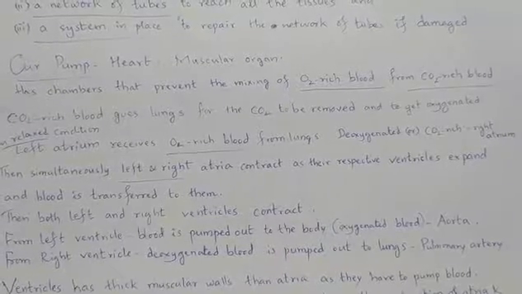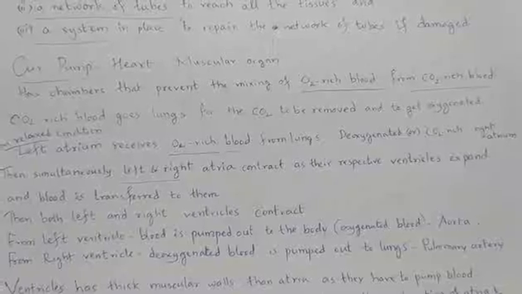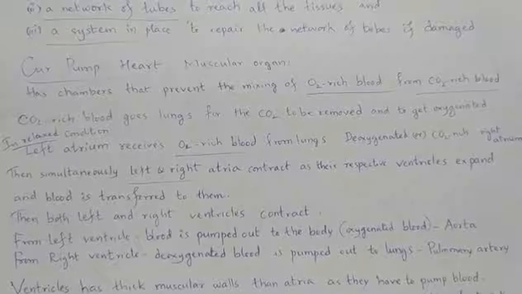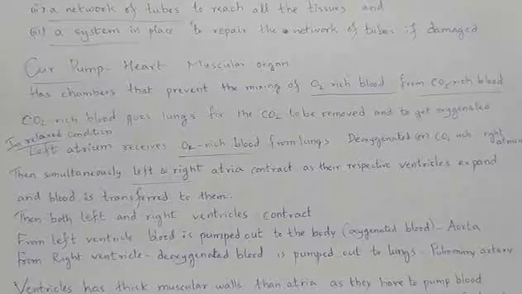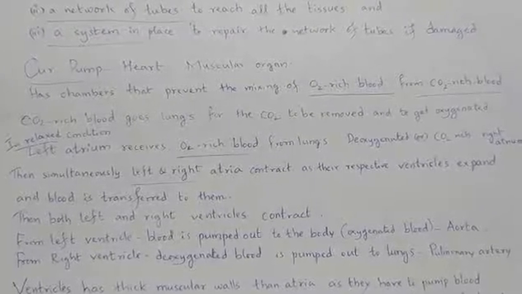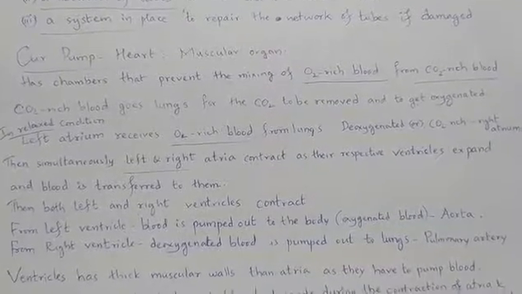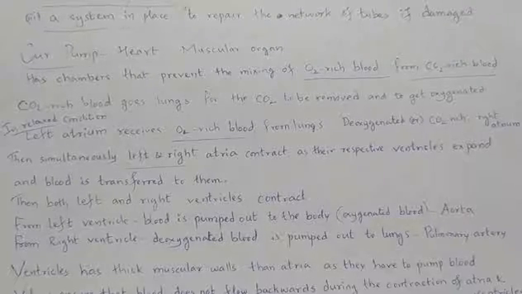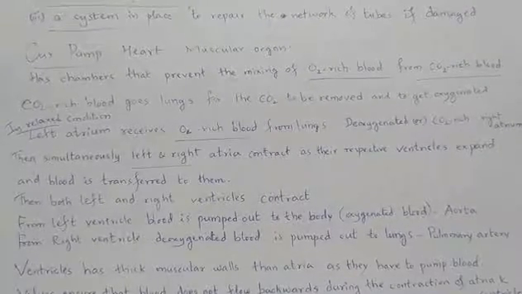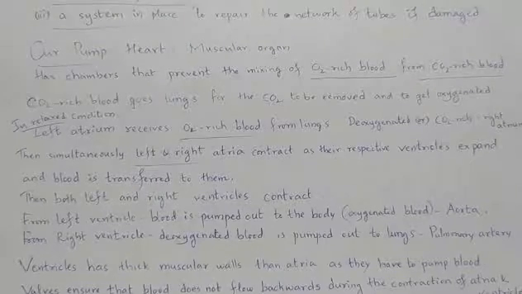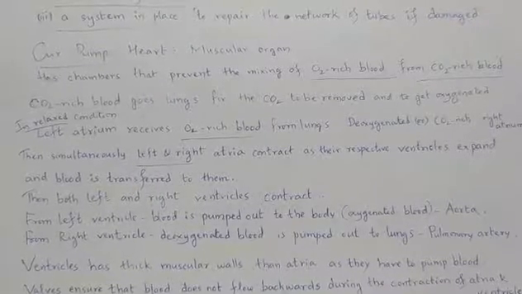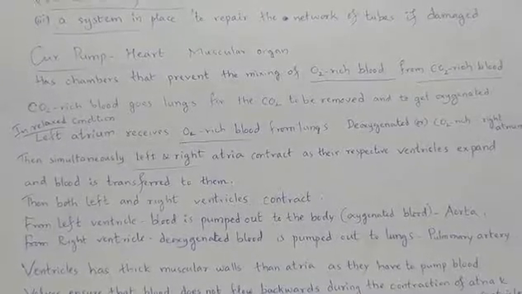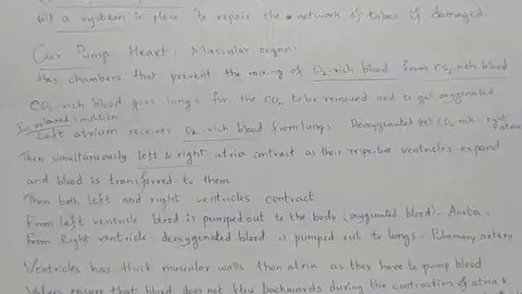First, let us discuss our pump, the heart. Our heart is a muscular organ which has 4 chambers. These 4 chambers prevent the mixing of oxygen-rich blood with CO2-rich blood. The CO2-rich blood or the deoxygenated blood goes to the lungs for the CO2 to be removed and to get oxygenated, or to receive the oxygen infused into the blood.